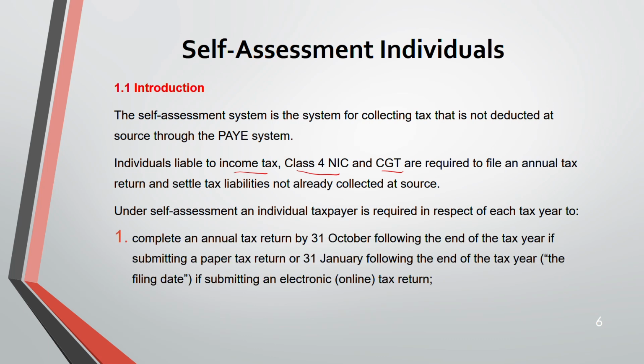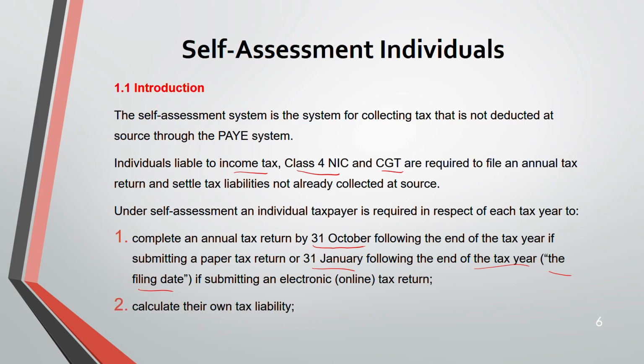When should you complete the annual tax return and pay the tax? See, the payment of tax is different compared to the completion of the annual tax return. Your annual tax return should be completed by 31st October following the end of the tax year, if submitted by a paper tax return. And if it is electronic, it is 31st January following the end of the tax year. This is known as your filing date.